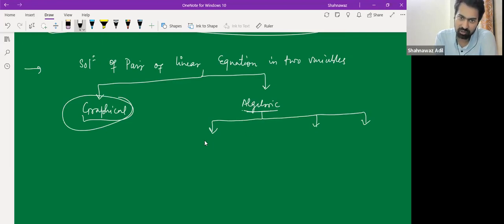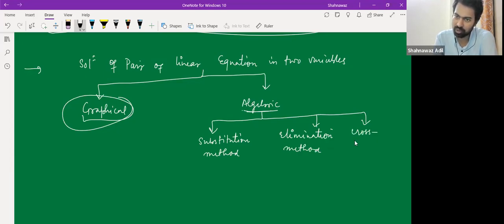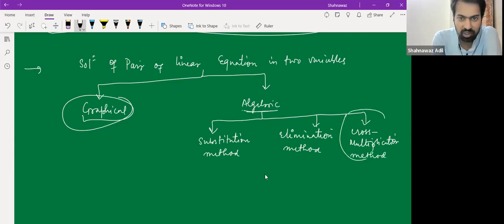The first is the substitution method, right? And the other one is the elimination method. And the other, which is used with cross multiplication, is not universal, so we will not cover this. So, substitution method, right?